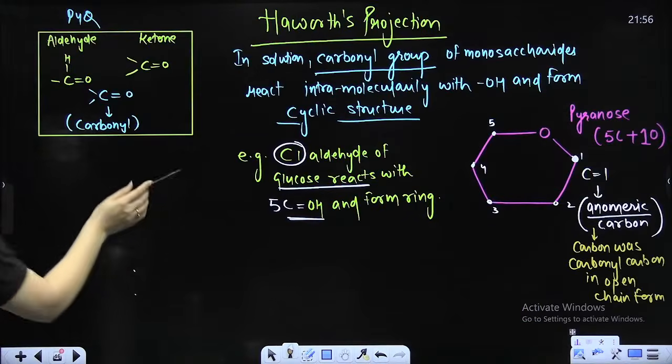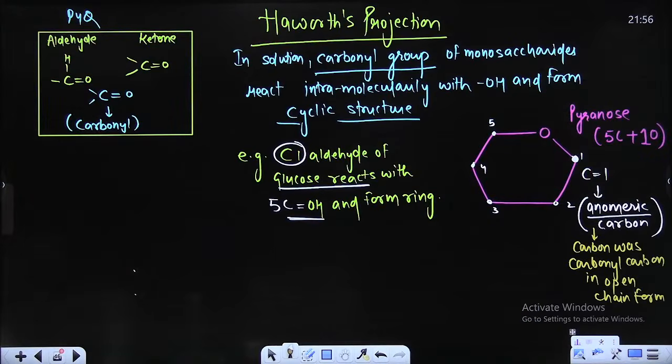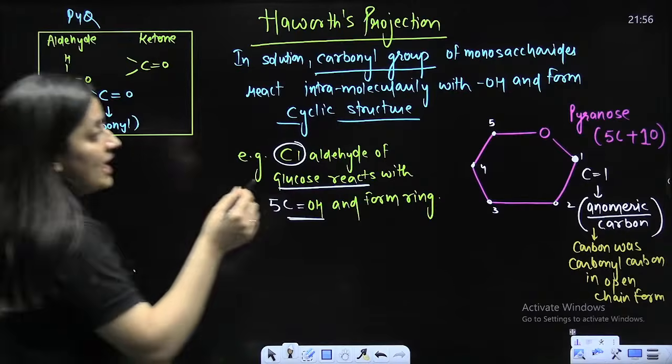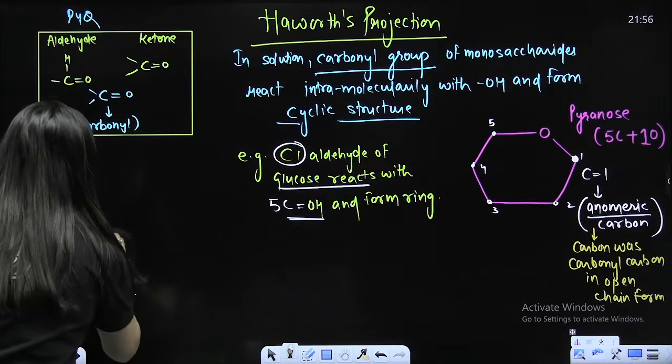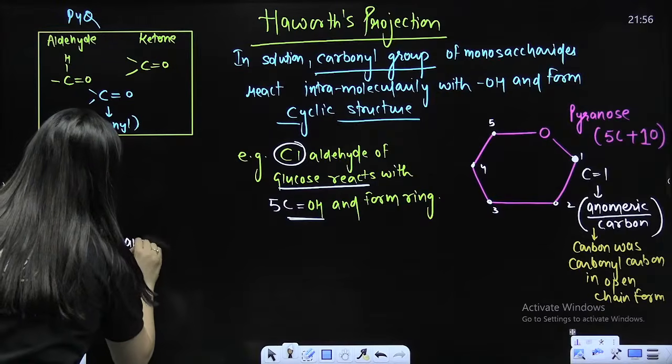Now we have to discuss this pyranose ring. This pyranose ring clear? So there are 2 very important examples which we need to discuss from this part. So the second type that we have to discuss is furanose, that resembles furan.